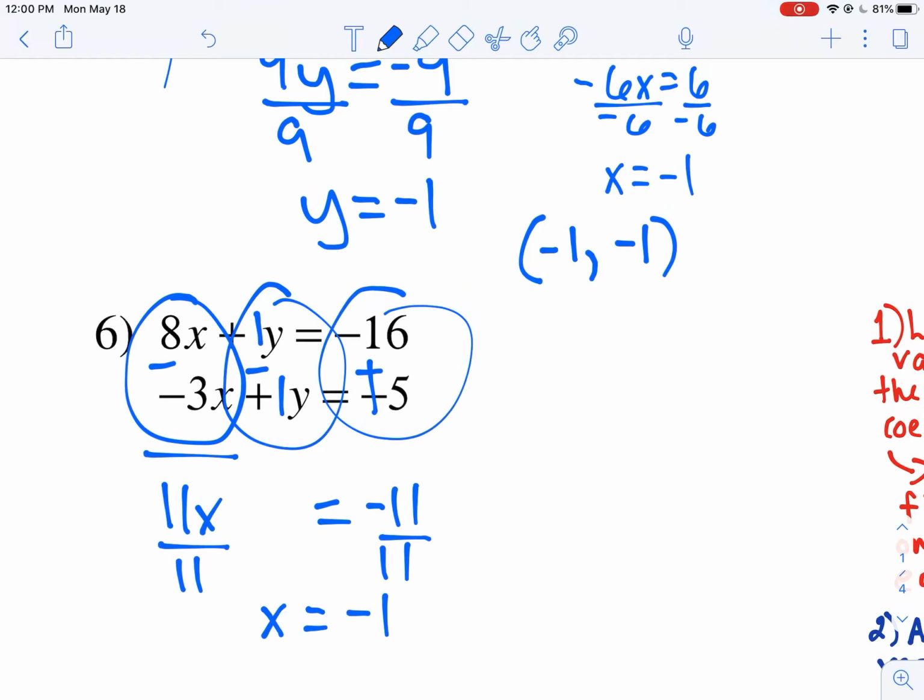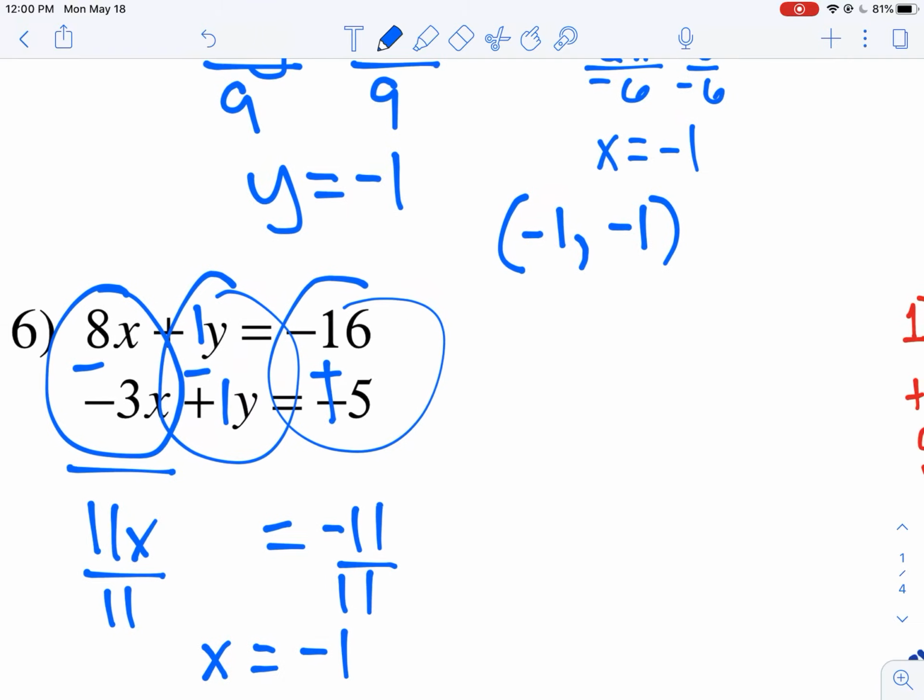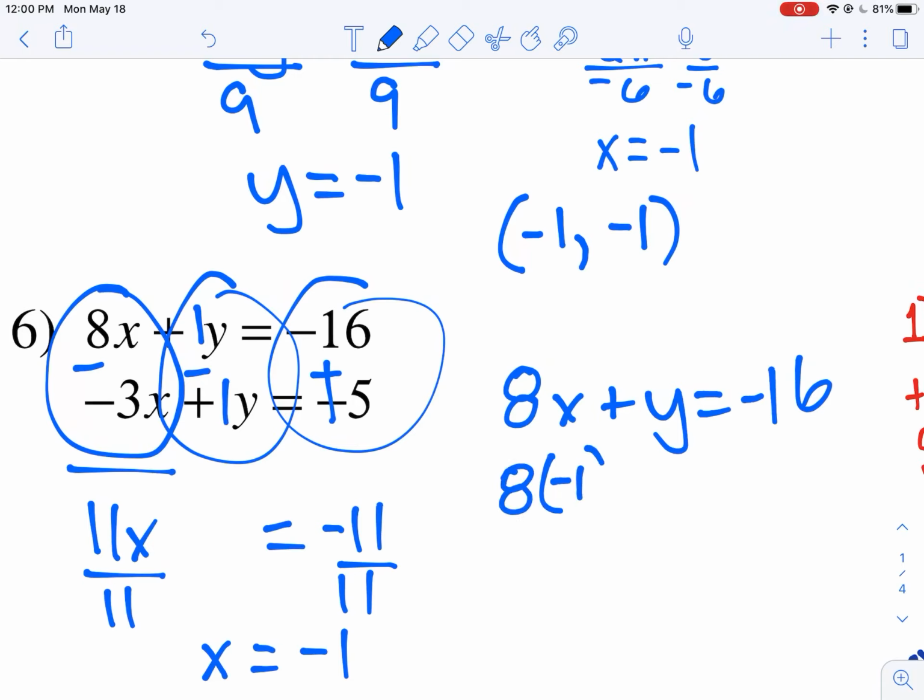So now I've solved for x this time. My goal is now I have to plug in x and solve for y. I can use either of these equations that I just used. I'm going to go with the top one, 8x plus y equals negative 16. I'm going to plug in my negative 1 for x because that's what I solved for here. And now I'm solving for y.